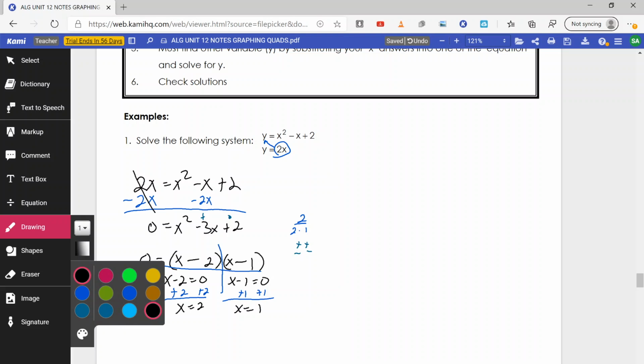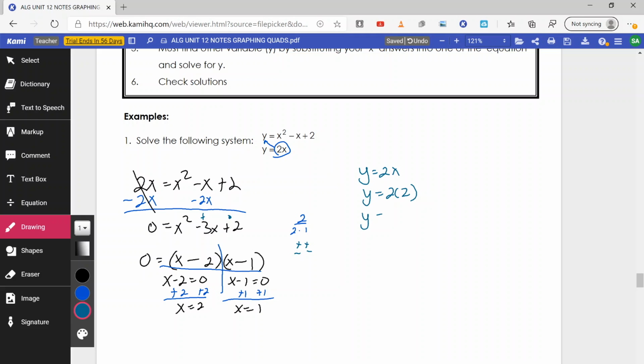What I have to do though is plug each x value into one of the 2 equations in order to figure out the y, and always go with the easier of the two. In this case, the linear equation is the easier one. So we know y equals 2x. So if x is 2, y equals 2 times 2, so y equals 4. So this means my solution for this particular one is when x equals 2, y is 4.